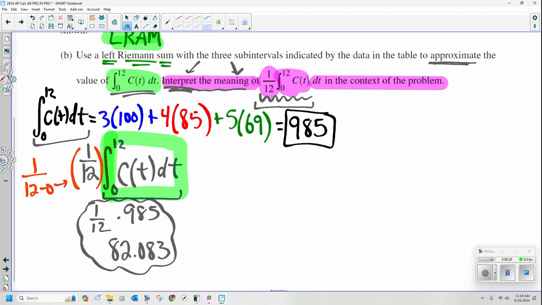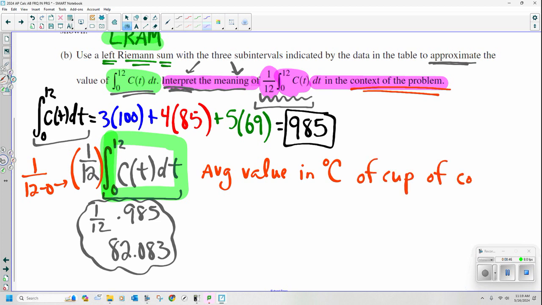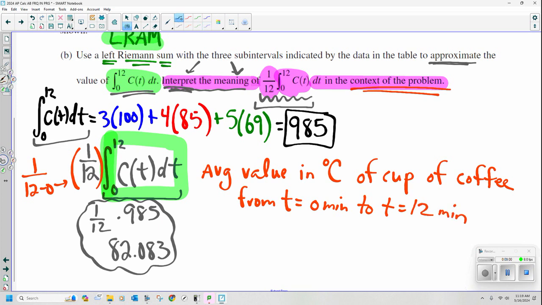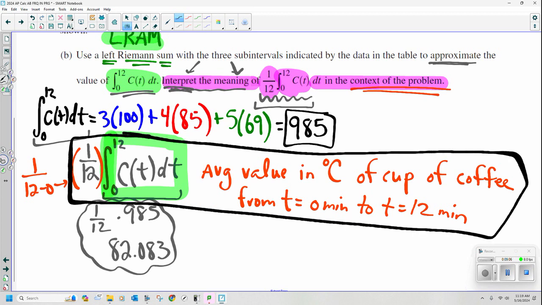in degrees Celsius. So this represents the average value, in degrees Celsius, because we want it in the context of the problem, of the cup of coffee from time equals 0 minutes to time equals 12 minutes. And that's it. I wouldn't reinvent the wheel here, children. 1A done, 1B done.